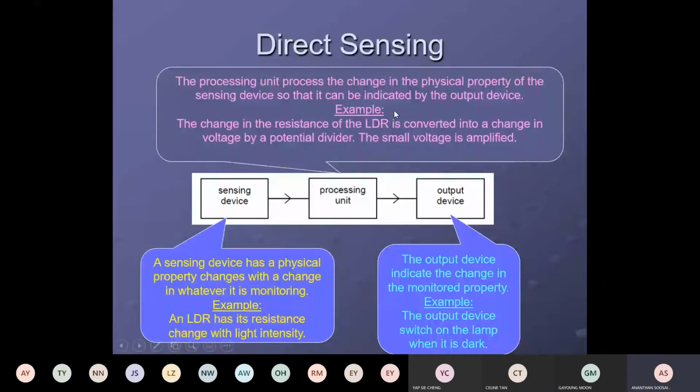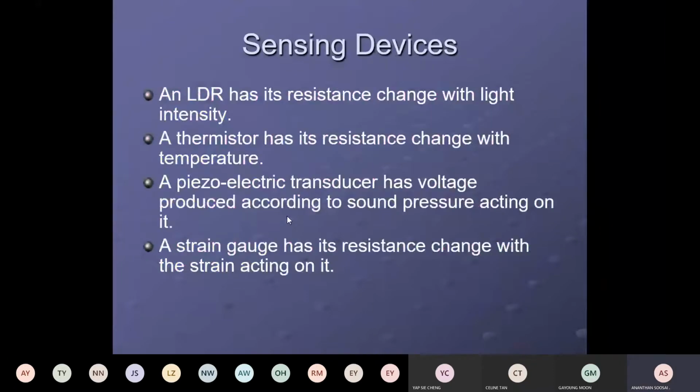The electronic system works from these three parts we discussed that day: sensing device, processing unit, and output device. That day we finished the sensing device, and we are halfway through the processing unit now. Later, maybe in the next 2 hours, we're going to do the output device, maybe on Tuesday. Sensing device, we learned about four. What are they? LDR, thermistor, piezoelectric transducer, strain gauge.